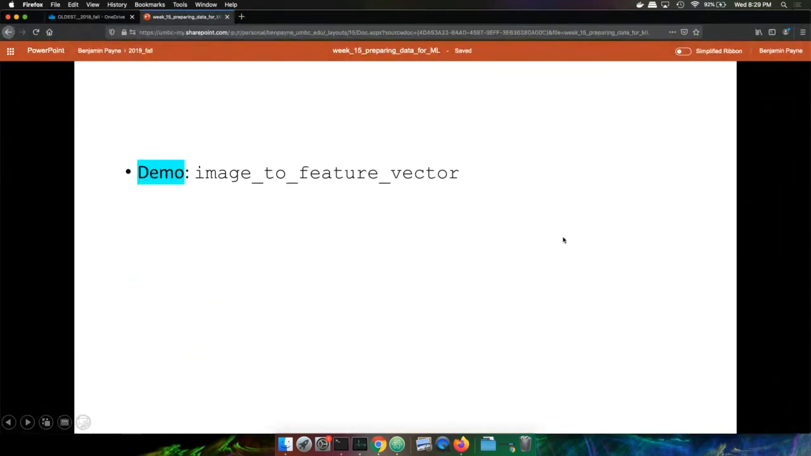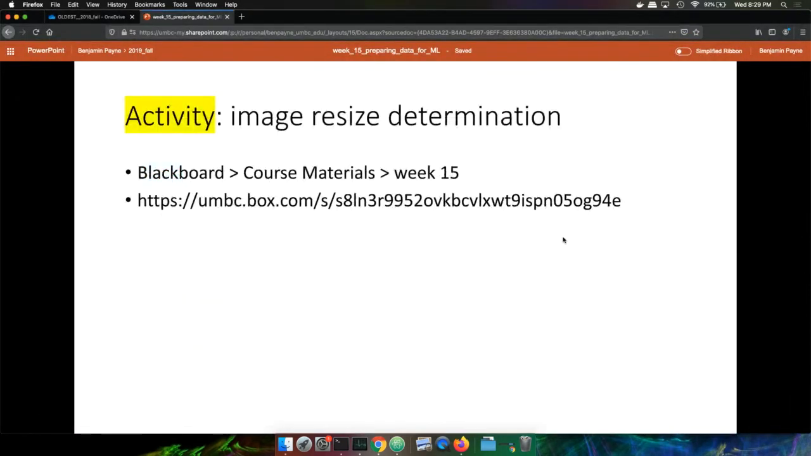That notebook that I just showed you is on Blackboard, which is great because now there's an activity. The activity is I give you many, many pictures. They're all of different sizes. And I want you to figure out what is the right size to resize all these images to. The smallest that still retains an accurate representation of the picture, but allows you to save time and money on the compute.